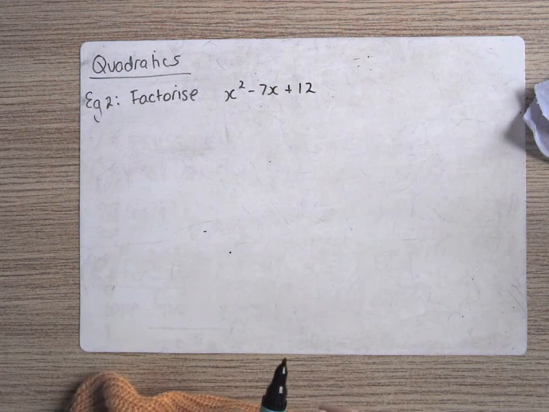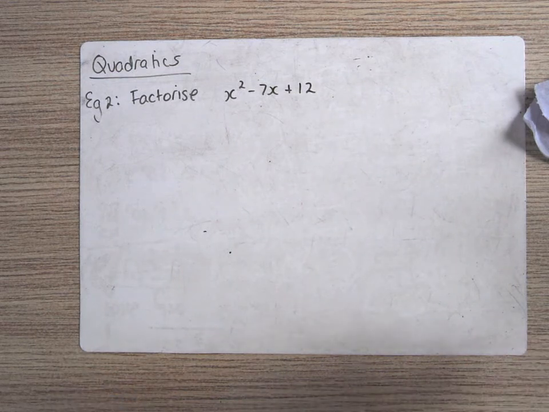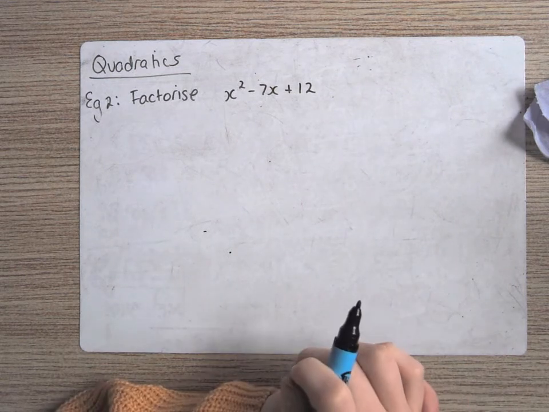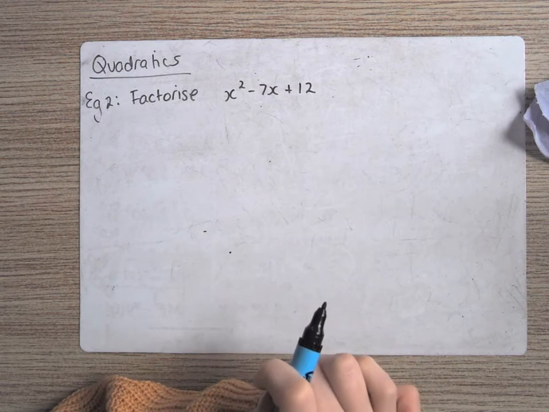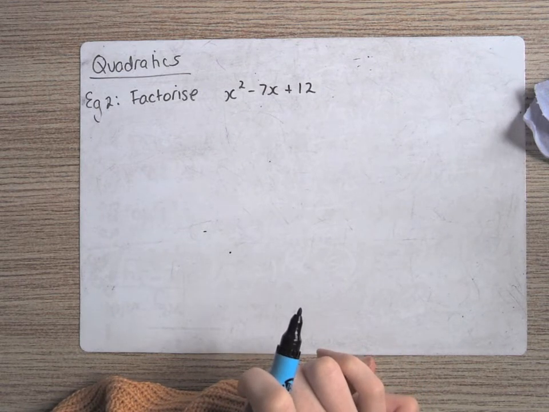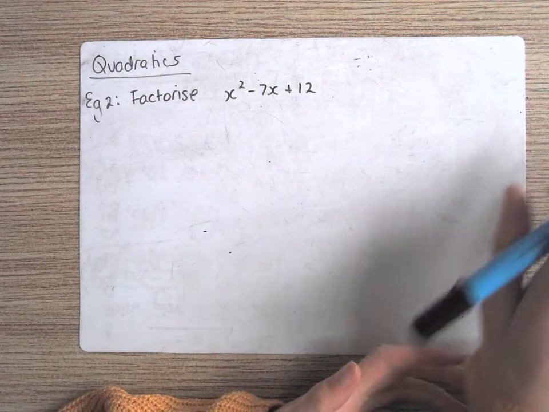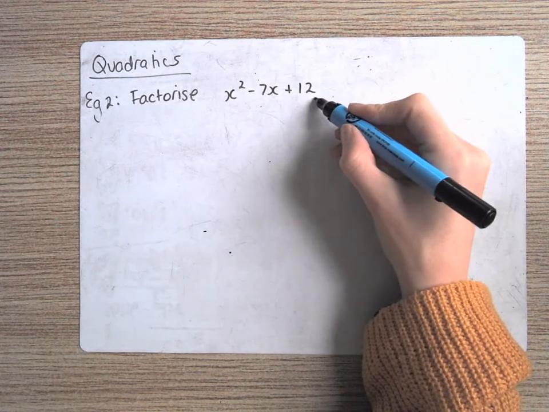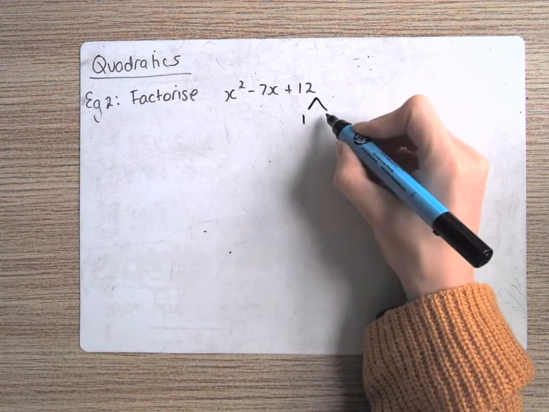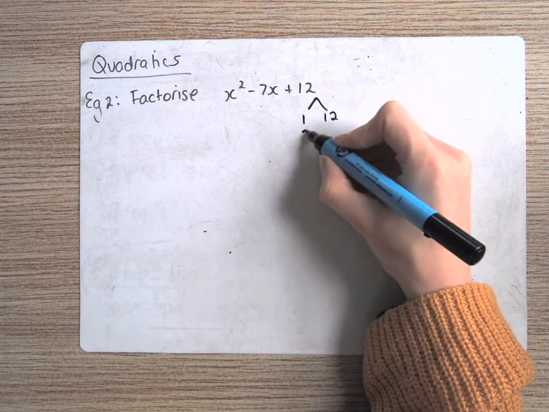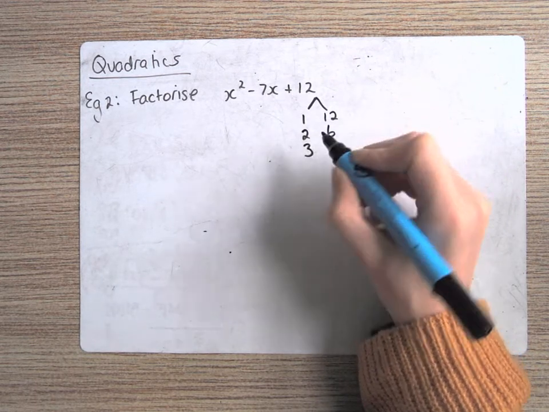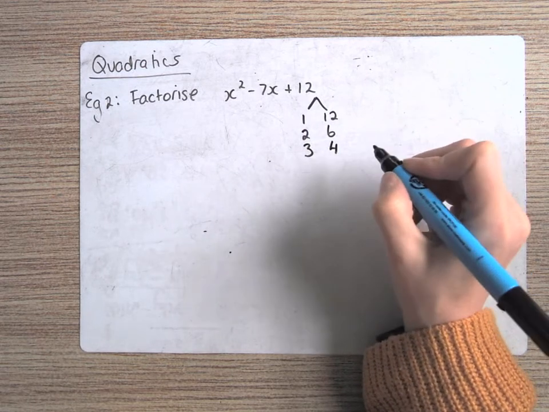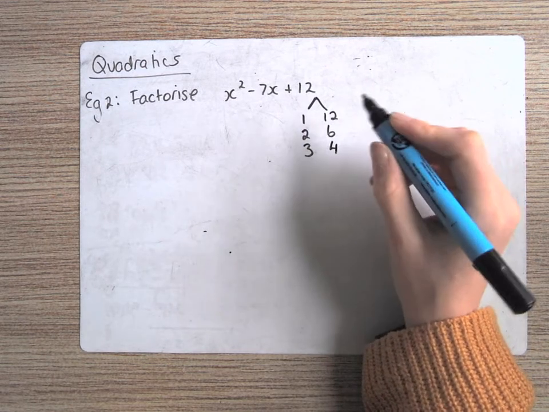Factorize x squared minus 7x plus 12. Okay, so let's start with the 12. Factors of 12: 1 and 12, 2 and 6, 3 and 4. Do you see how I'm doing them in factor pairs? What by what gives you 12?